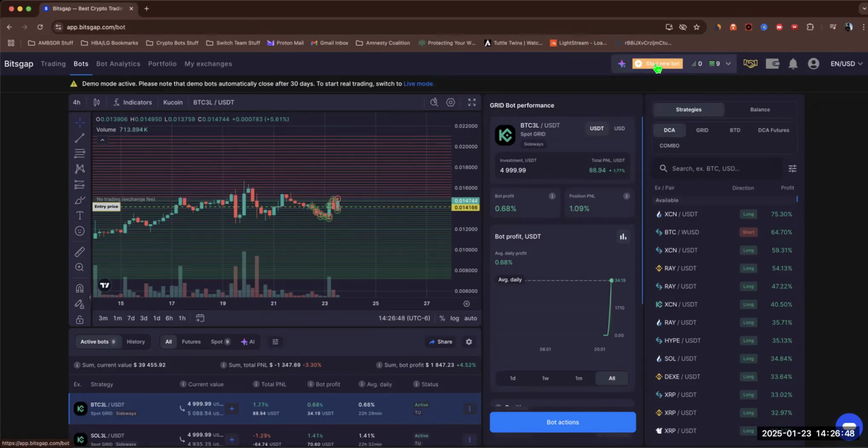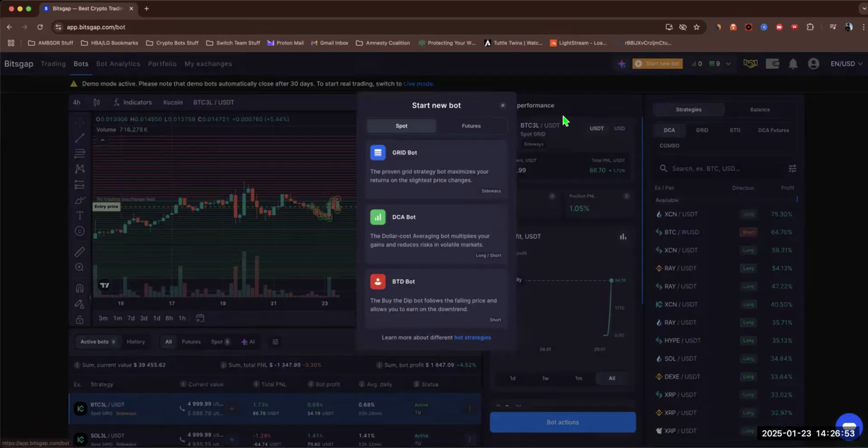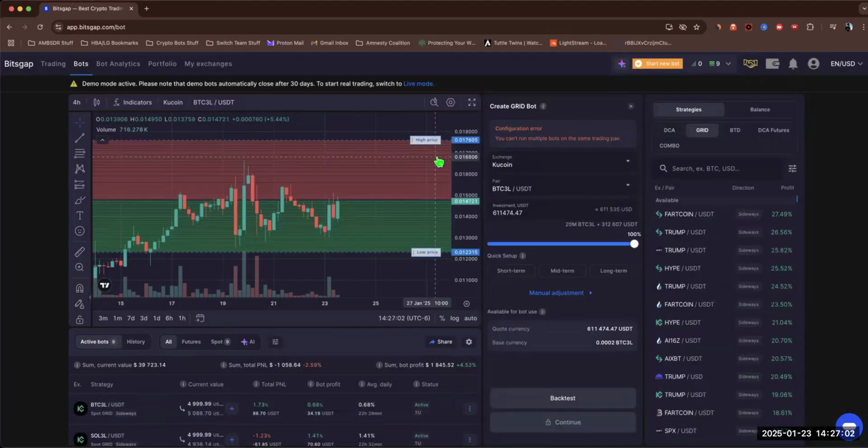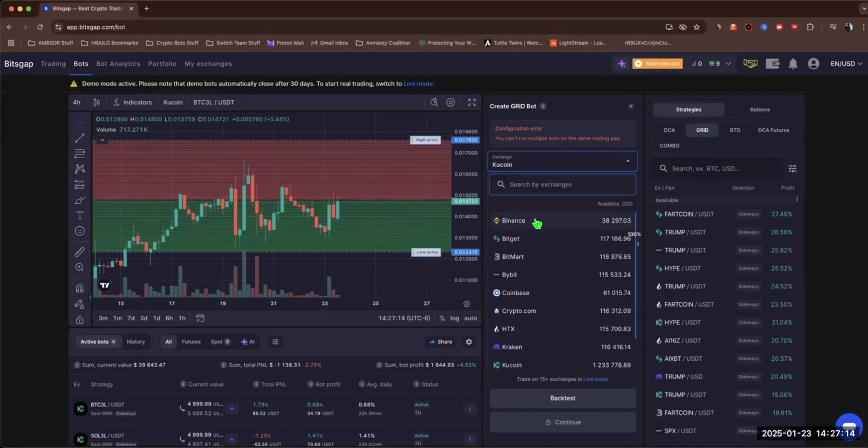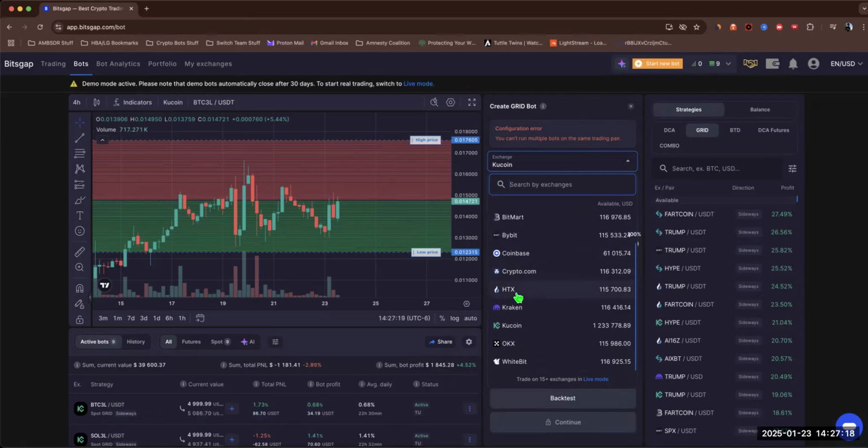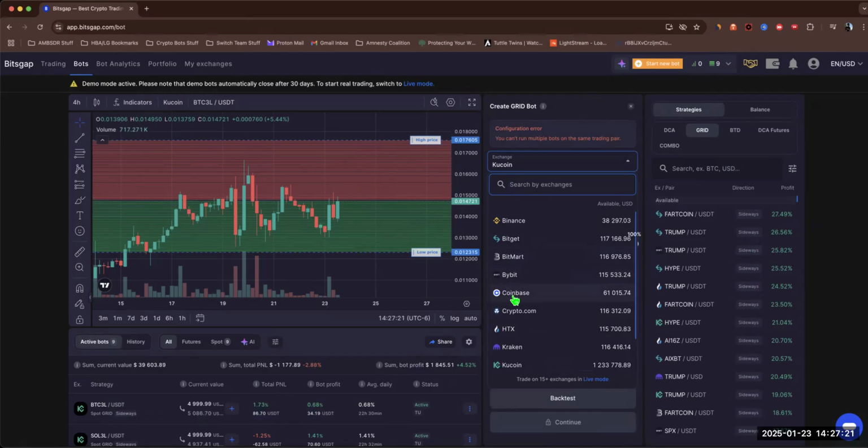So we're going to go towards the right here, start new bot. And today we're just going to talk about grid bots, because these work better in a sideways market and sideways up market. So I click that, and this is all in demo mode. So you're going to see all kinds of weird values and exchanges that you may or may not have access to.